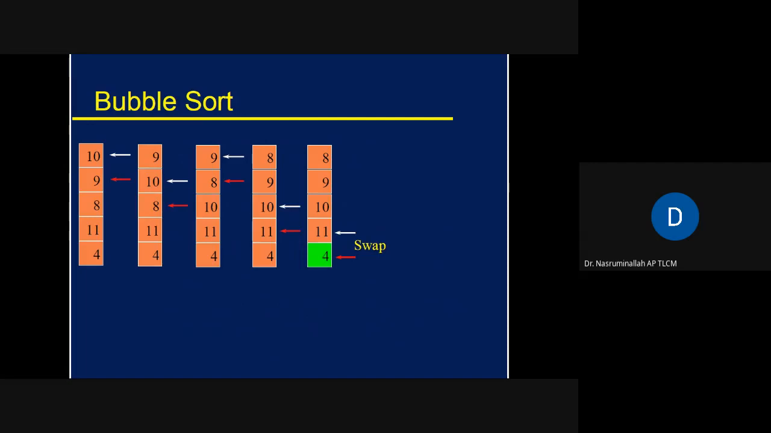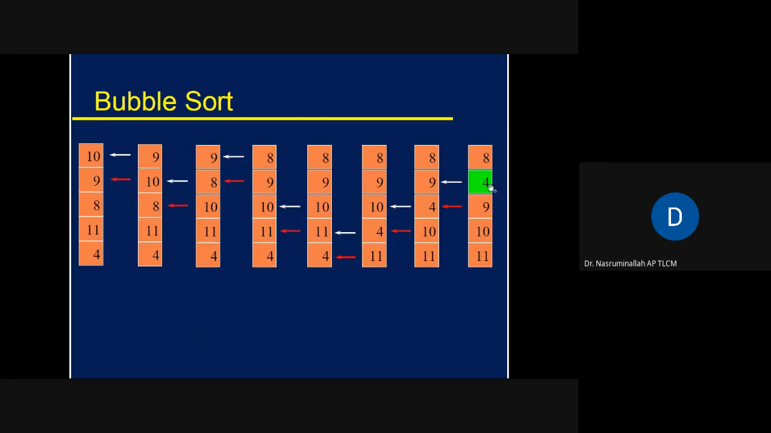So after performing the swap operation, 11 and 4 will be swapped. Now our focus will be on the upper elements, that is 10 and 4. We have to swap them. Now our focus will be 9 and 4. As 9 is greater than 4, we have to swap them. And now our focus will be on 8 and 4. As 8 is greater than 4, we have to swap them. So this is the last operation. After performing this last operation, we can see now that the data is already in the sorted form.